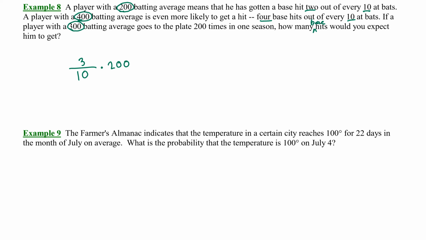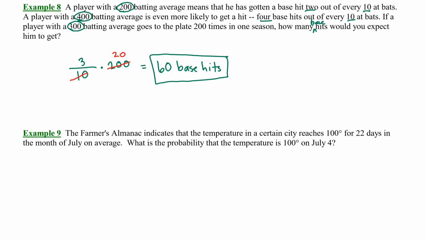Now, if the probability is 3 out of 10 and he goes to the plate 200 times, we're going to multiply to figure out how many times we would expect him to get a base hit. Now I'm going to go ahead and reduce this before I multiply. 10 goes into 200 20 times. So I can multiply straight across. 3 times 20 gives us 60 base hits. So if his batting average is .300 and he goes to the plate 200 times, we can expect he's probably going to get 60 base hits.